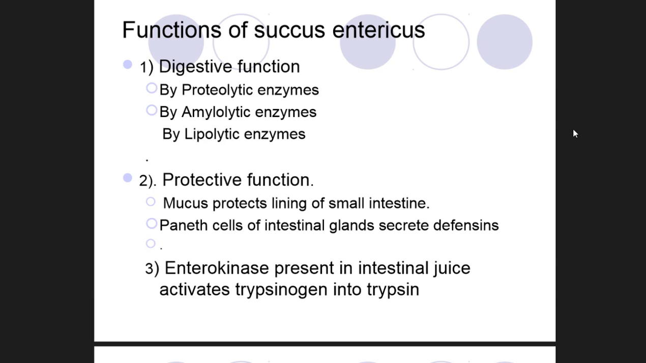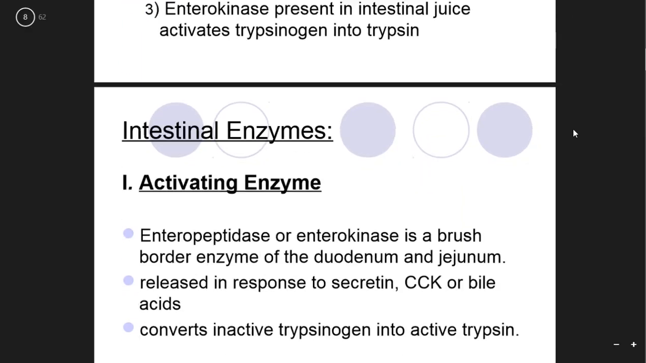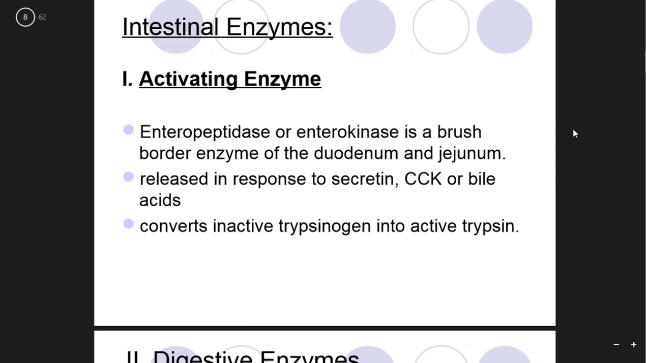Enterokinase, which is present in the juice, activates trypsinogen into trypsin. This enterokinase is the most important one. Generally, activation is required for this group of enzymes. The intestinal cells liberate it depending on the entry of acidic chyme; it is not that they are always secreting. Effective release is from the duodenum and jejunum, related to the concept of cholecystokinin and secretin.